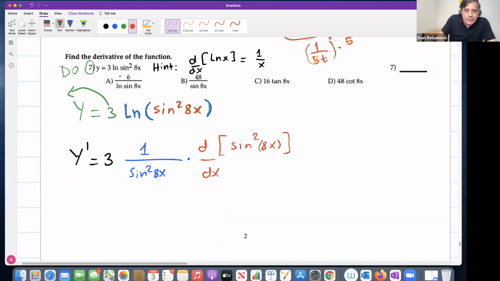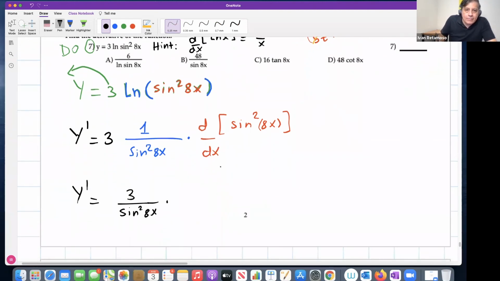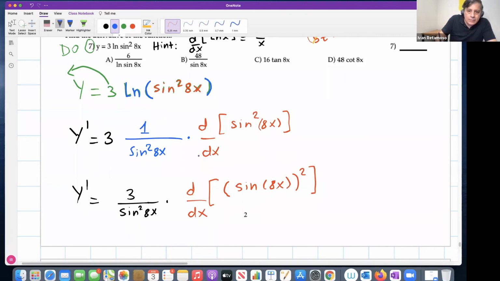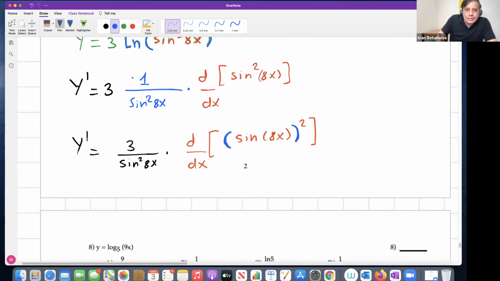Great. Now, y prime should be equal to what? 3 times 1 is 3, divided by sine square of 8x. This is this part. This derivative. Notice that this is the derivative. Allow me to write it this way so you can see the composition. This is the derivative of sine of 8x. It's squared, right? It's squared. You see the composition now? This is the square function, the outermost function, right? And then inside this, sine of 8x. So what is that derivative then?